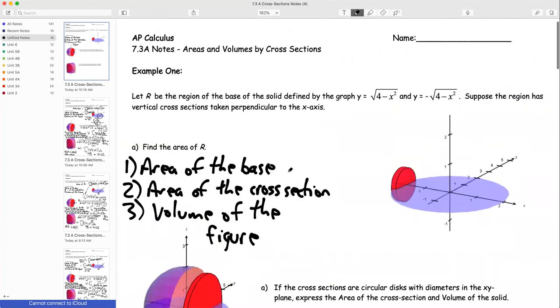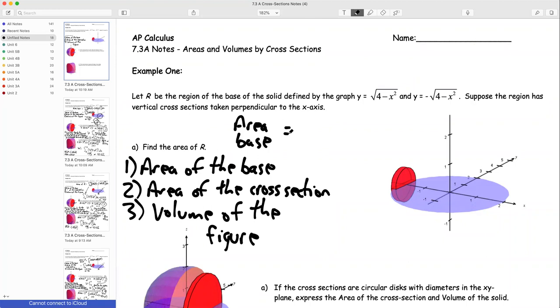Here we go. It says, let R be the region of the base of the solid defined by the graph y is equal to the square root of 4 minus x squared and y is equal to the negative square root of 4 minus x squared. Suppose the region has vertical cross sections taken perpendicular to the x-axis. Okay, so part A says find the area of R. All right, so I want the area of the base.